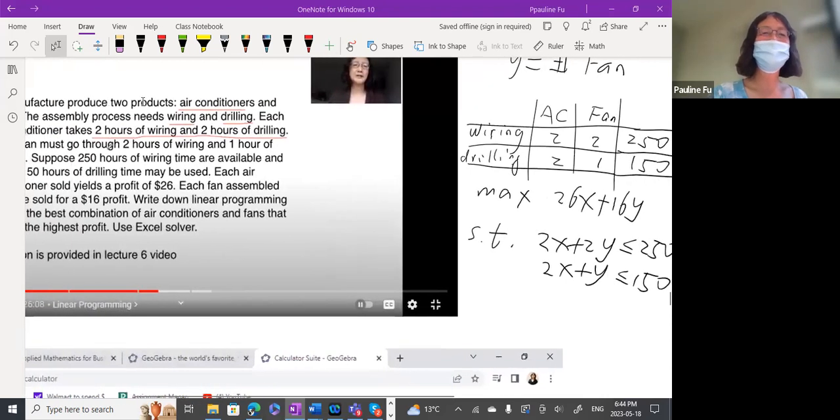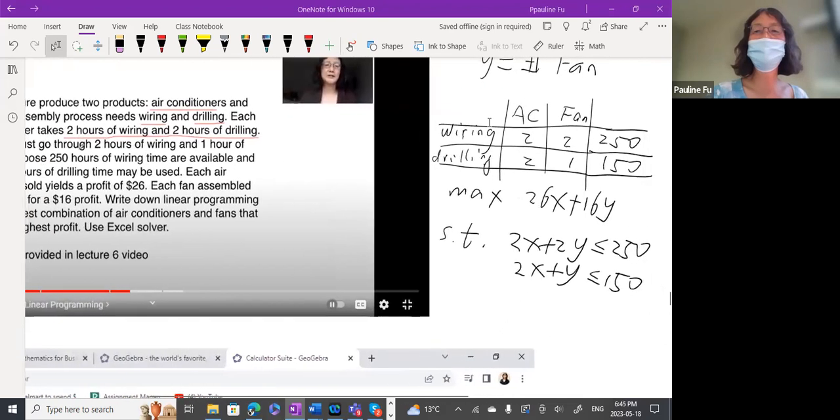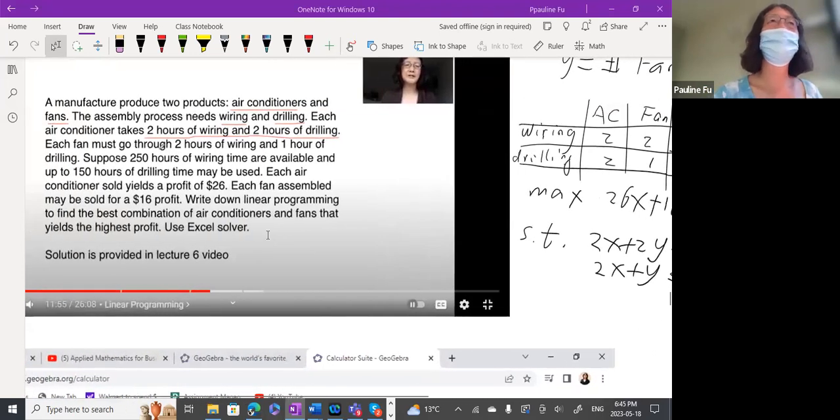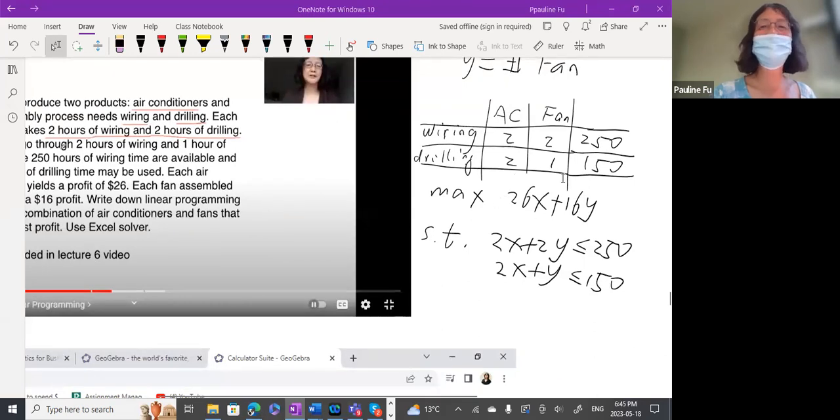So the first step, you summarize the description into table format. You see all the numbers in this table, okay? And then you write down the objective function. What is our objective? We want to achieve maximum profit. And how do you calculate profit? When you sell one air conditioner, you get $26. Now I have X air conditioners, so the profit from air conditioners is 26X. Do you agree? One unit is $26, X units, 26X. And for the fan, one unit is $16. So I have Y units, it is 16Y.